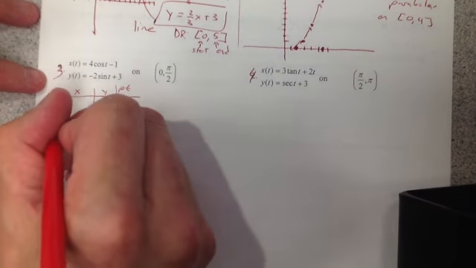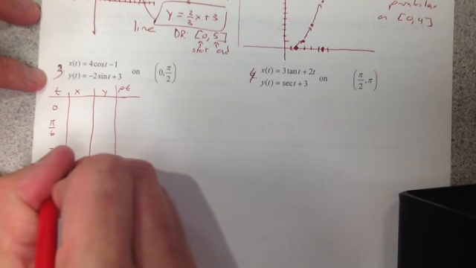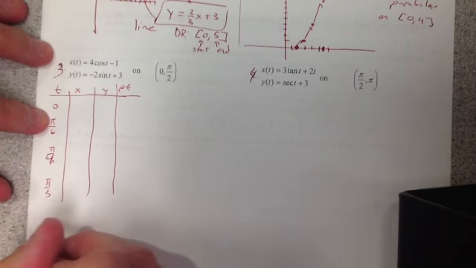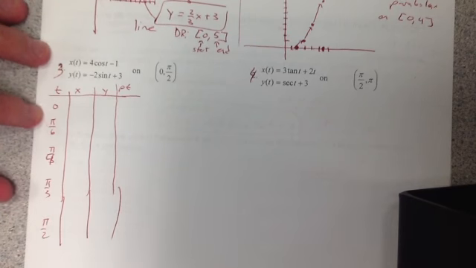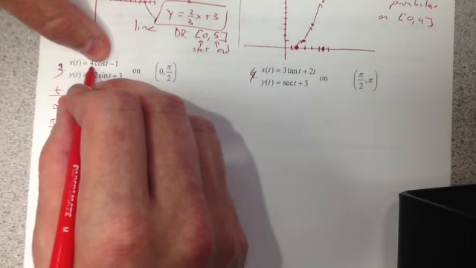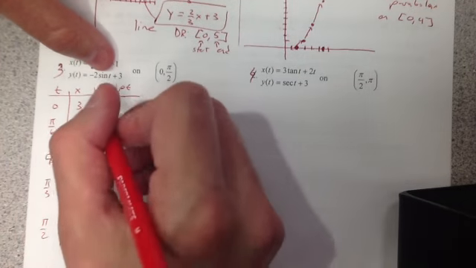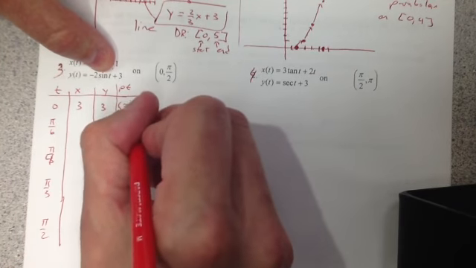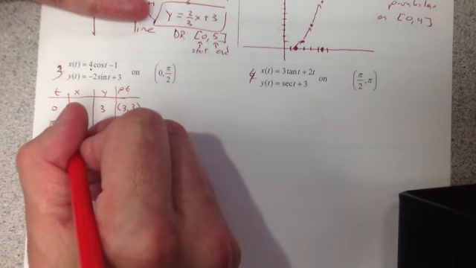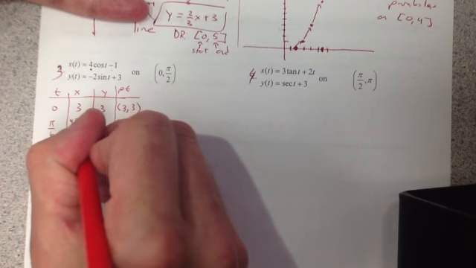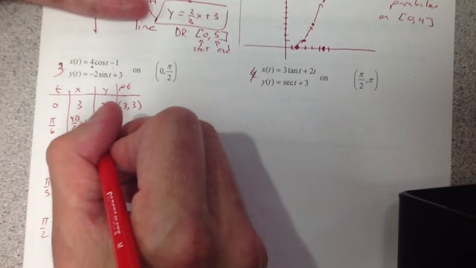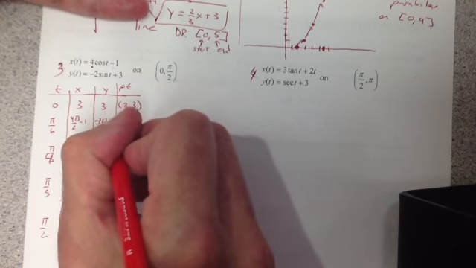Use our values: 0, pi over 6, pi over 3. Whoops, let's do pi over 4 first, I guess. Then pi over 3, and then pi over 2. I use my known values. Now the cosine of 0 is 1, so this becomes 4 minus 1, which is 3. The sine is 0, so that's just 3. So that's the point 0, 3. Plug in pi over 6. The cosine of pi over 6 is root 3 over 2, so this is 4 root 3 over 2 minus 1. Ew. Plug in sine. The sine of pi over 6 is 1/2, so that's negative 2 times a half plus 3.